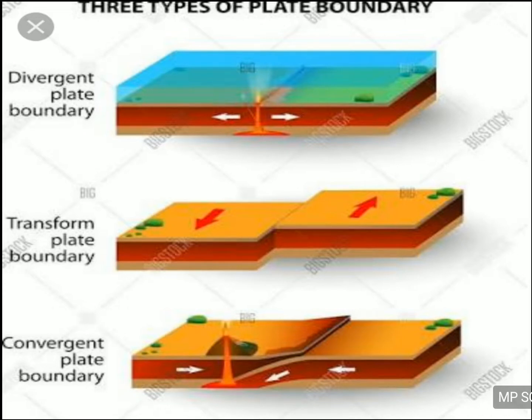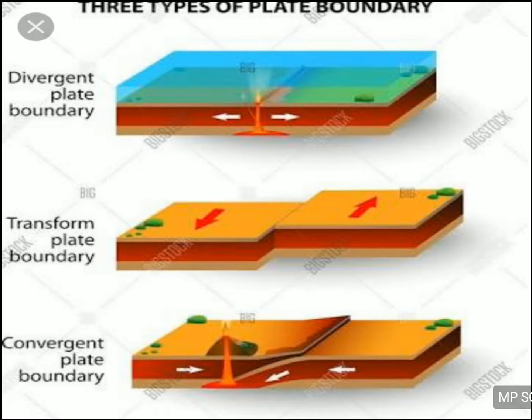And in the transform movement, what is happening? In the second part of this diagram, you can see the two plates are just rubbing each other and moving in their own directions. And in the convergent movement, what is happening? The two plates come together, they collide with each other, and one submerges below the other and the other goes above it. So this is called convergent movement, the third one. Divergent, convergent, and transform movements are all happening because the molten lava is moving inside the earth, and along with this the plates are also moving.